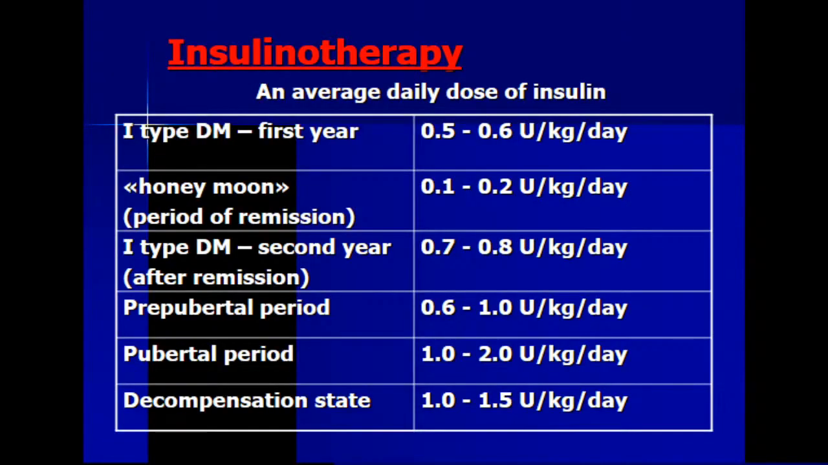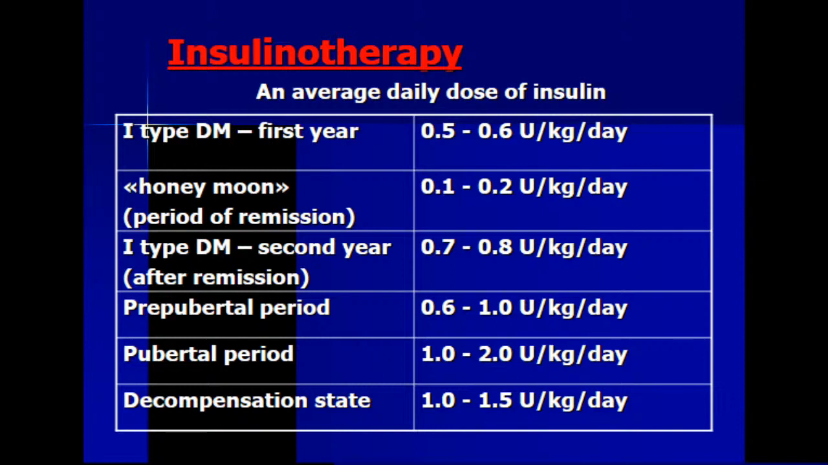Now, students, I would like to draw your attention to the dose of insulin, the average daily dose of insulin. In the first year, children need 0.5-0.6 unit of insulin per kg per day. After the development of a honeymoon period, or period of remission, 0.1-0.2 unit per kg per day.